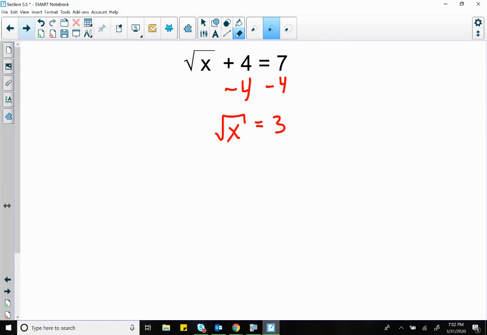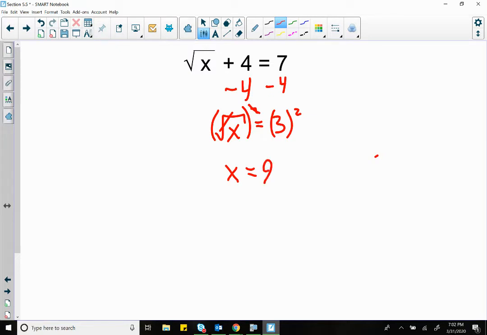So on this one, again, we've isolated the radical. So we had to subtract 4 from both sides. We isolated it. So how do I get rid of a square root? Just like what we did before, square it. So x equals, because the square root and the square cancel out, 3 squared, which is 9.